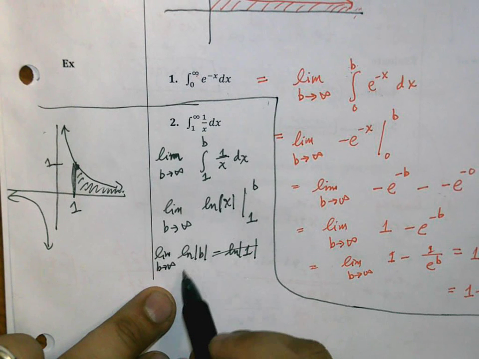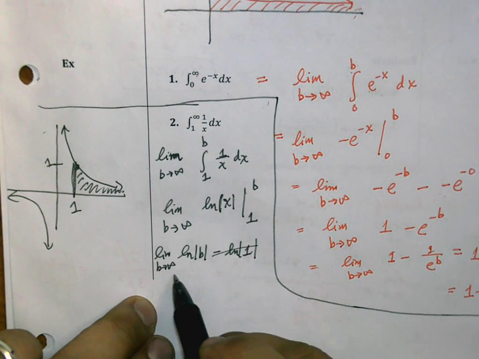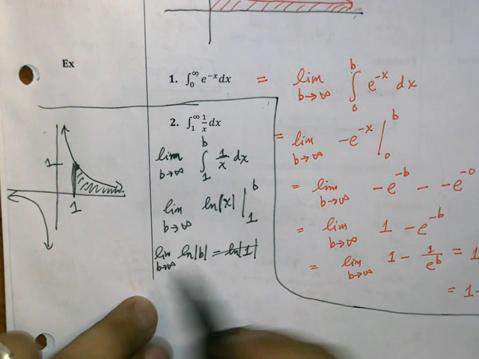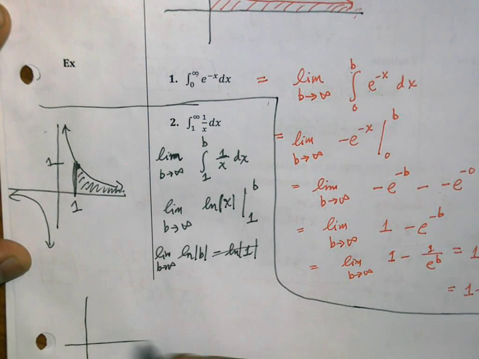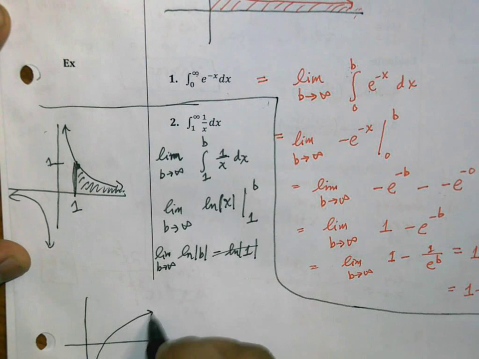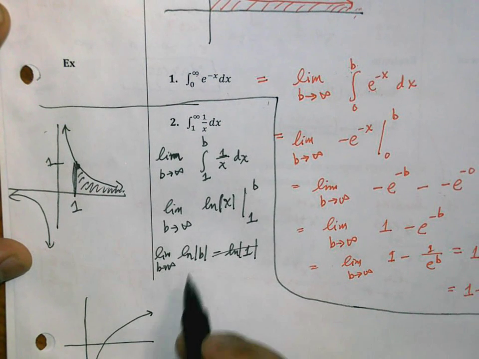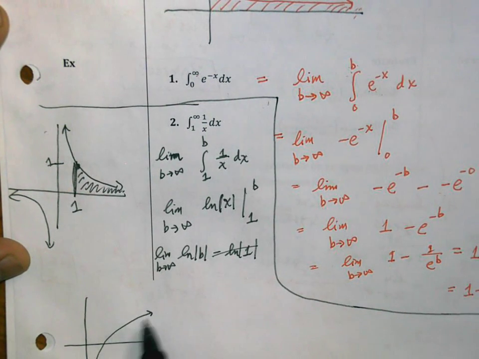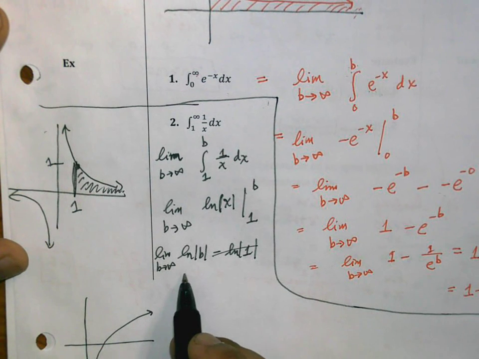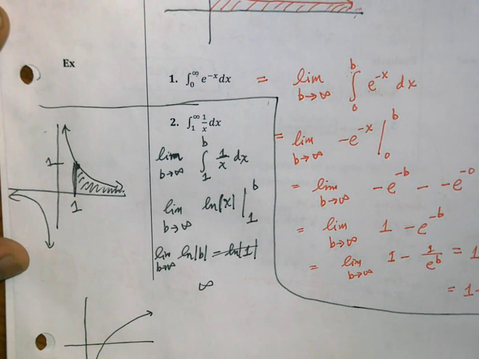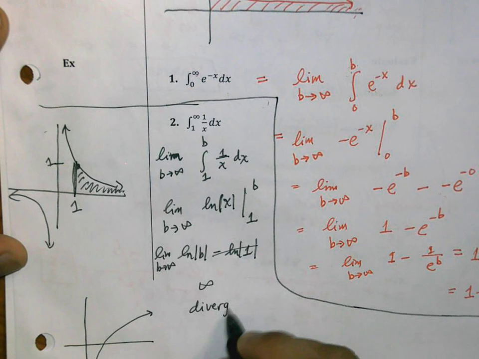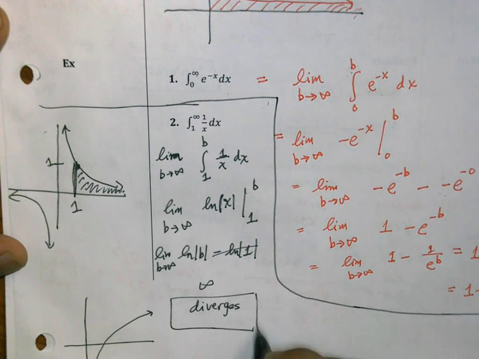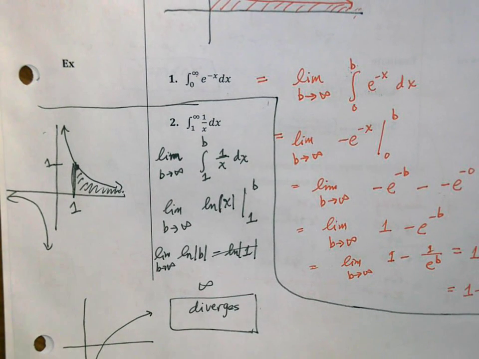So the question is, what happens to the natural log function as b approaches infinity? If you recall, the natural log function looks like this. As x, or b in this case, gets bigger and bigger, the whole thing gets bigger and bigger. So the result is infinity. But we can't just write this as our answer, so we say that this diverges, as our final answer.